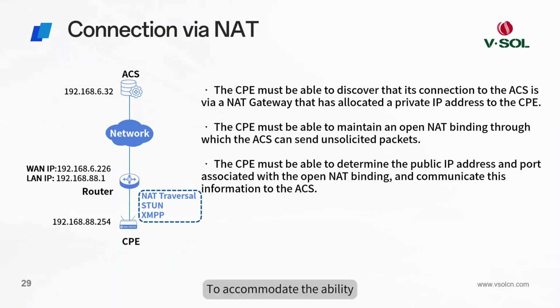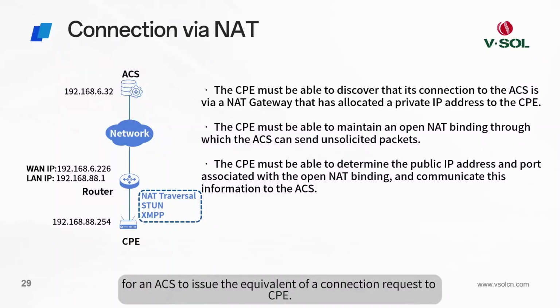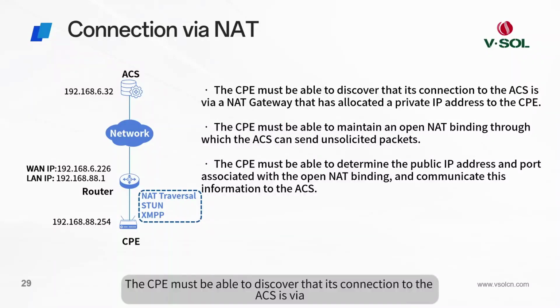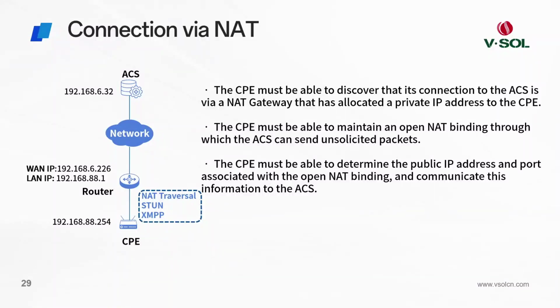To accommodate the ability for an ACS to issue the equivalent of a connection request to a CPE allocated a private address through a NAT gateway that might not be CPE management protocol capable, the following is required. The CPE must be able to discover that its connection to the ACS is via a NAT gateway that has allocated a private IP address to the CPE.